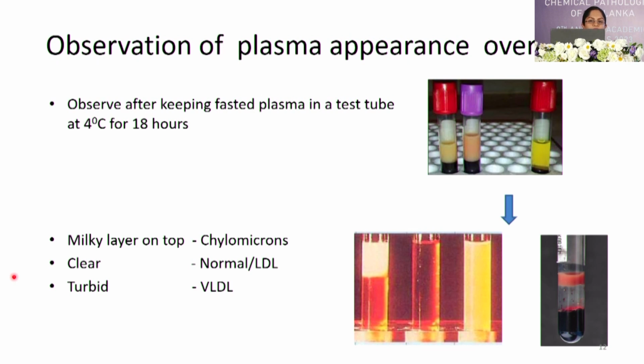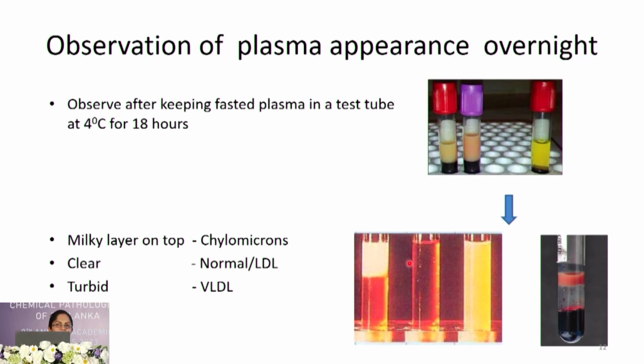If you observe the plasma overnight in a test tube, you can see all the lipids are separated. The less dense lipids float up, and the more dense ones go further to the bottom. So if you have a quite milky layer on top like this, it says the patient's serum is high in chylomicrons. I'm sure you all know chylomicrons are taken into the bloodstream from the intestine postprandially after meals. During fasting, you don't see chylomicrons in the serum.